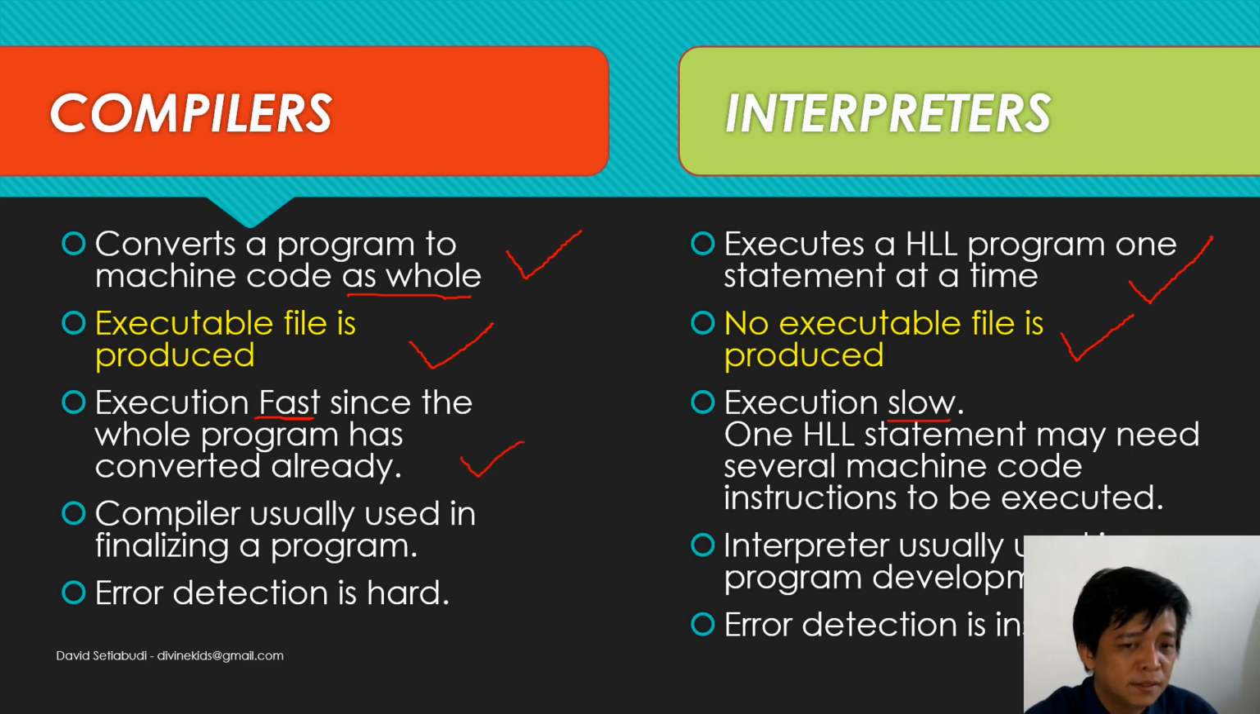The next one is compiler is usually used in finalizing a program. After you finish your program, you've done all of the process, the final one will be creating the executable file. So to finalize a program. But here, interpreters are usually used in the program development. I see it's being covered by my face, but then I can read it for you. Interpreters are usually used in the program development. Now my face is gone.